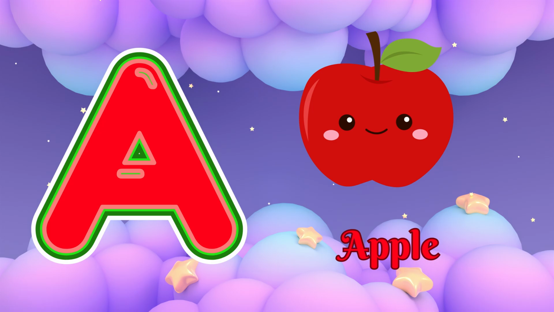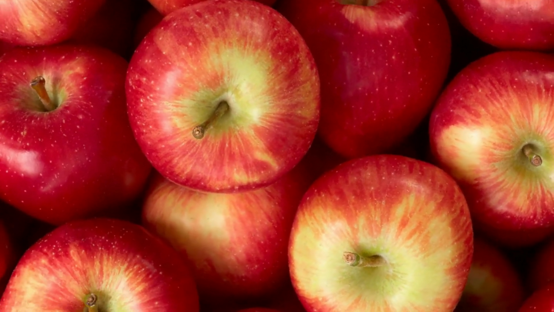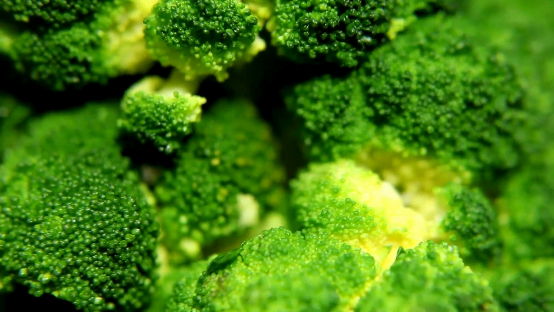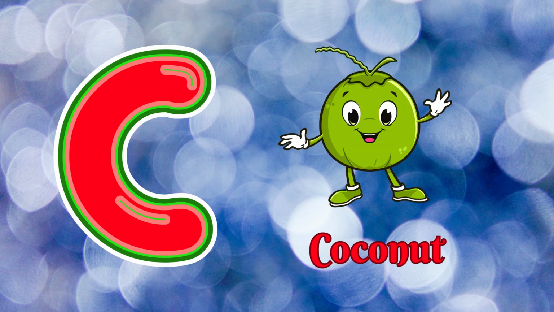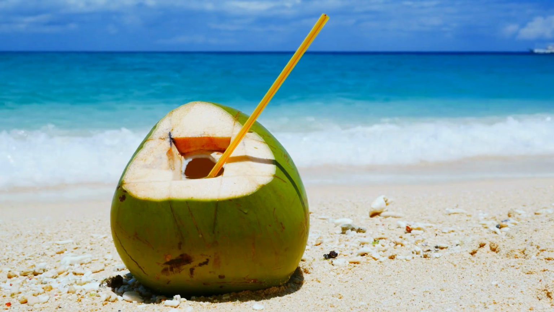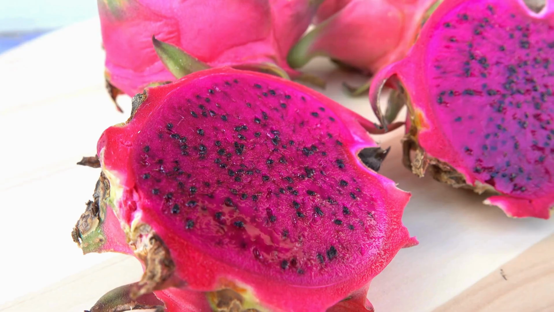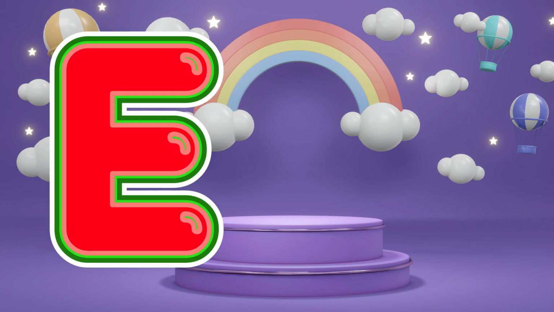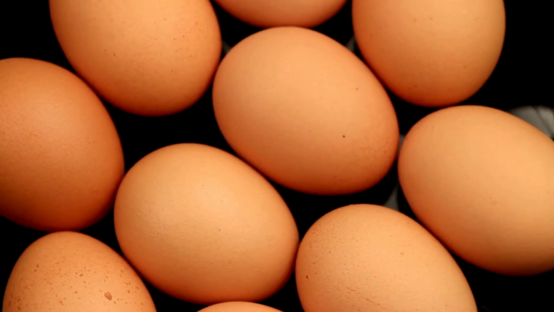A is for apple. B is for broccoli. C is for coconut. D is for dragon fruit. E is for egg. F is for figs.